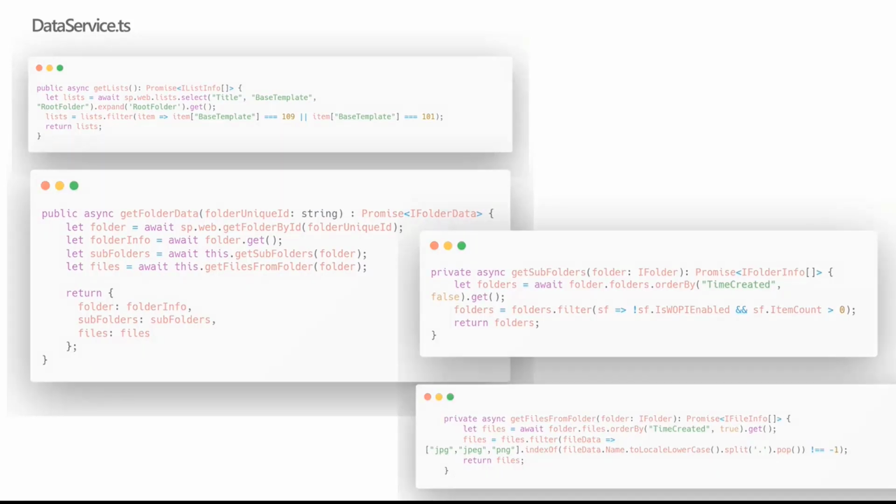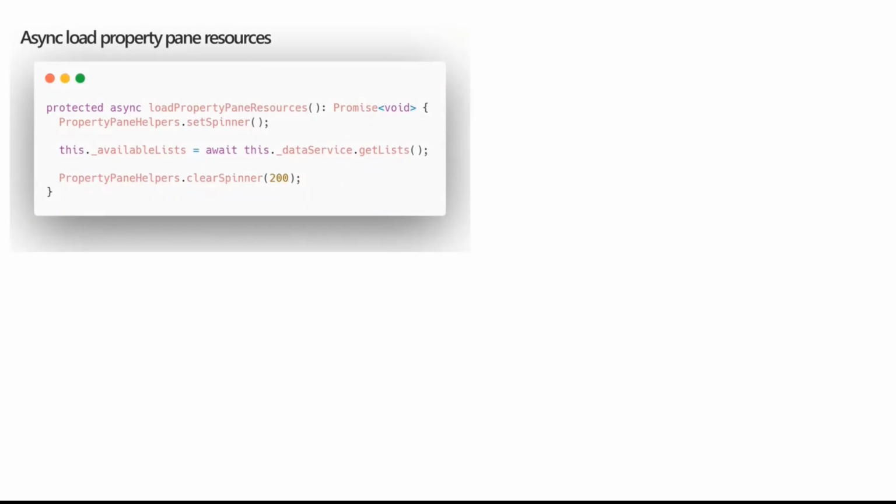Last one that I want to show off is, once again, the SharePoint property pane things that PnP makes available, because you can do load property pane resources, which is an SPFx out of the box available method, to fetch all of my lists. So this goes to data service. Now, because this is async and takes a little while, I use something from PnP to set a spinner on screen. And then when this is loaded, afterwards I clear the spinner.